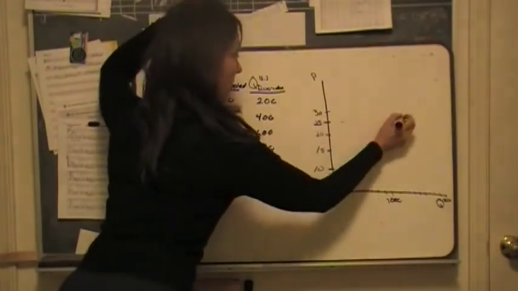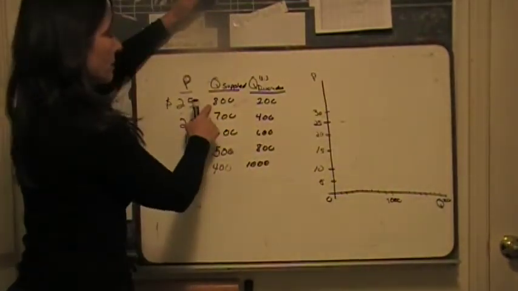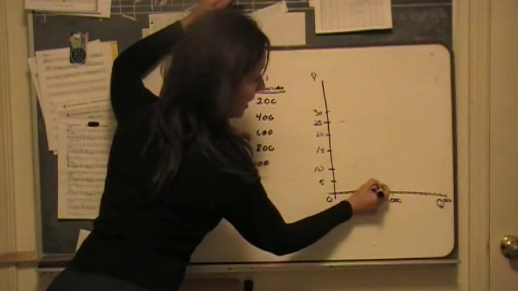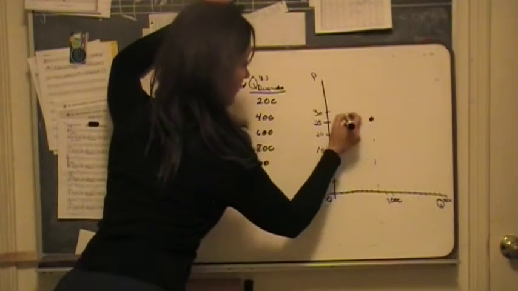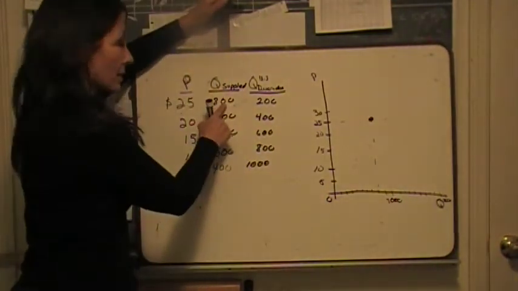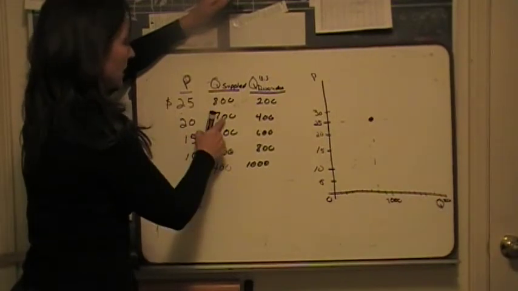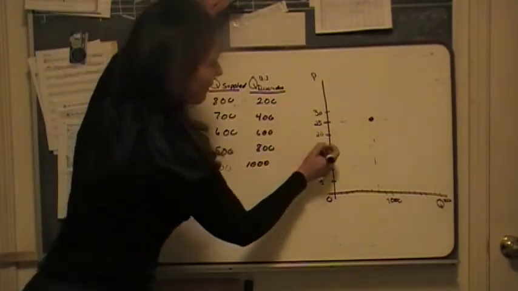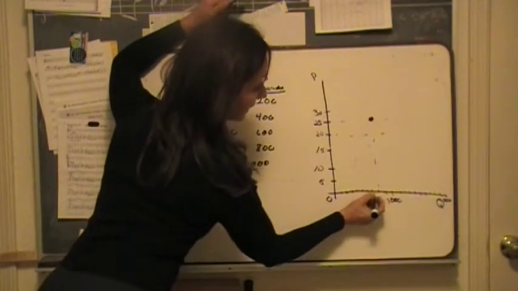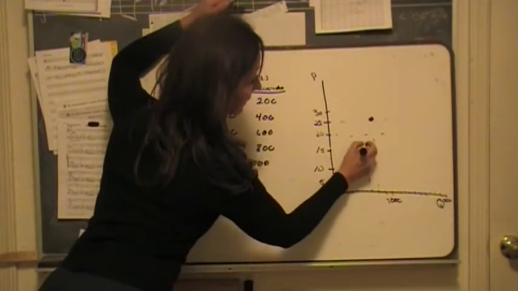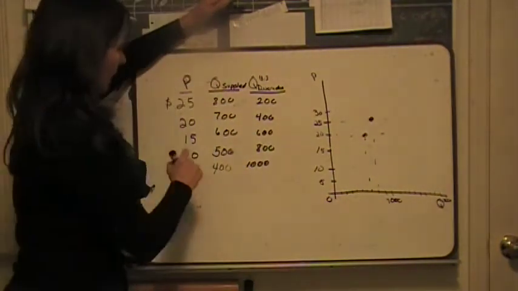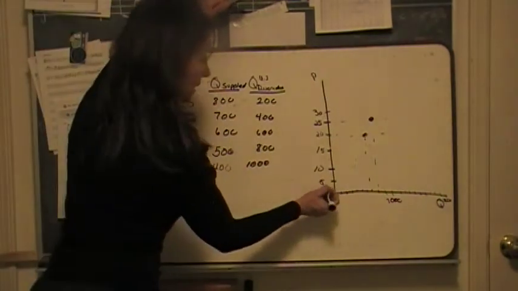Okay, supply. At $25, suppliers, of course, are going to want to supply a lot of lobster. Okay, they're going to want to supply 800 pounds. At $20, they're going to want to supply 700 pounds. So it's a little bit less because they're not getting as much money. Okay, at $15, they're going to provide less.